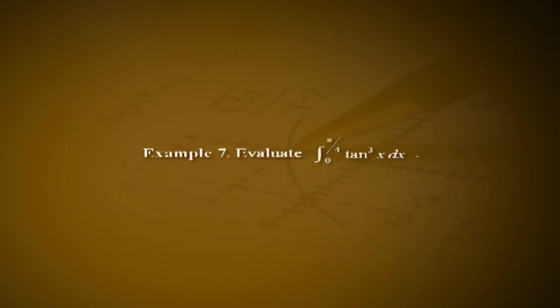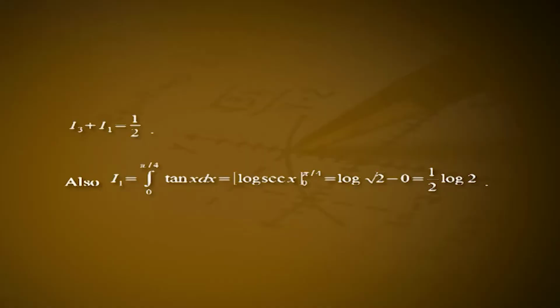Example 7. Evaluate integral from 0 to pi by 4 tan cube x dx. We have I n plus I n minus 2 is equal to 1 by n minus 1. Putting n is equal to 3, we get I 3 plus I 1 is equal to 1 by 2. Also, I 1 is equal to integral from 0 to pi by 4 tan x dx, which is equal to log sec x between the limits 0 and pi by 4, which is equal to log root 2 minus 0, equal to 1 by 2 log 2.